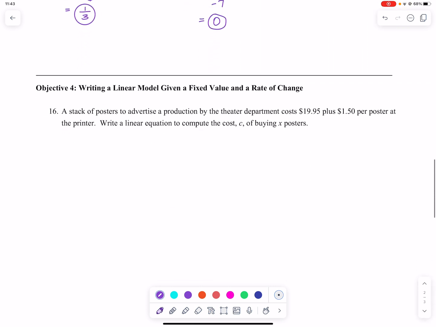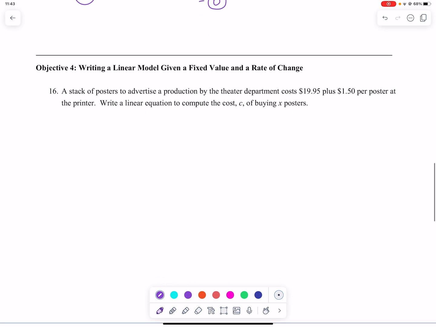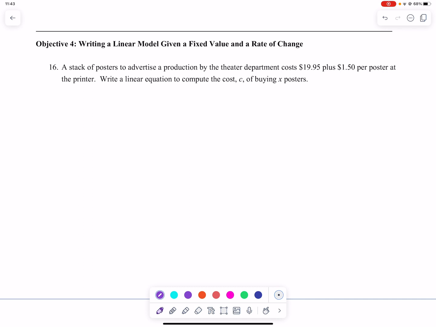Okay, let's look at number 16, and this is the last problem on this worksheet. We have a stack of posters to advertise a production by the theater department. And actually those posters cost $19.95 plus $1.50 per poster at the printer. So we are asked to write a linear equation to compute the cost, C, of buying X posters. So X is equal to the number of posters.